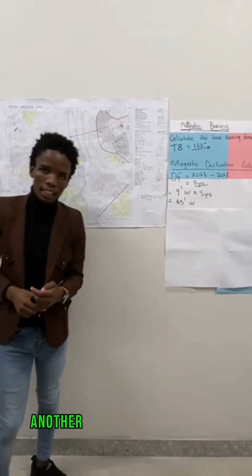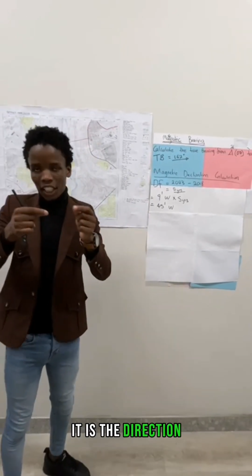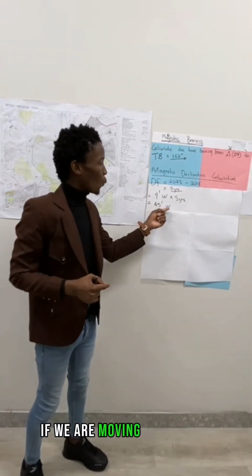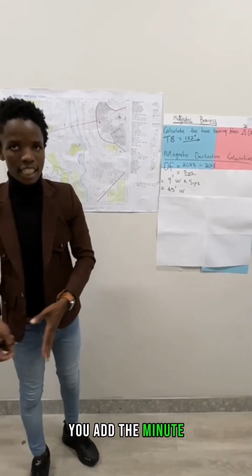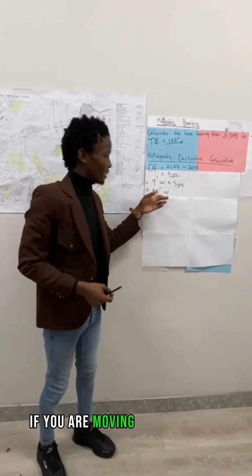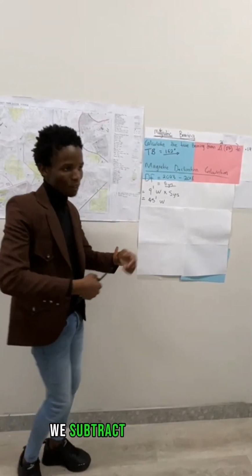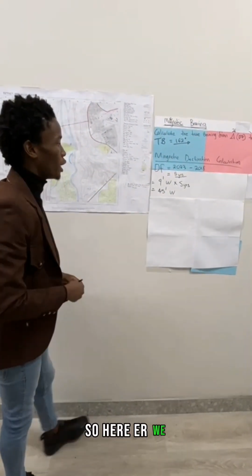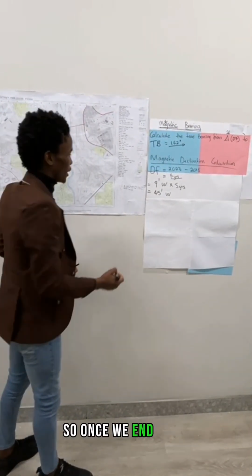Another thing that we have to take note of on the magnetic declination is the direction. If we are moving westwards, what do you do to the minutes? You add the minutes. If you are moving the direction to the east, what do you do to the minutes? We subtract the minutes. So here we are moving to the west, so what do we do? We add.